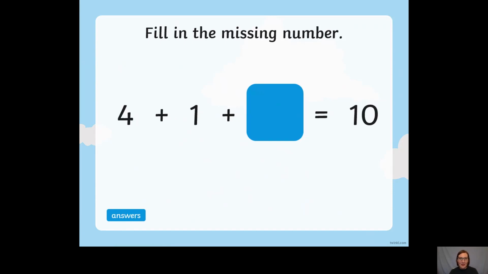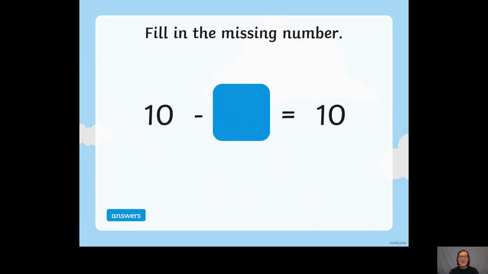Fabulous. Another one. 4 add 1 add something equals 10. What could the missing answer be? Write out this number sentence, pause the video, off you go. Shall we see? Well, I know that 4 add 1 gives me 5. And I know that 5 add 5 gives me 10. Excellent. Well done. You did such a good job there.